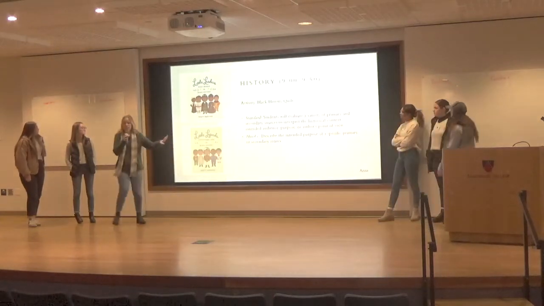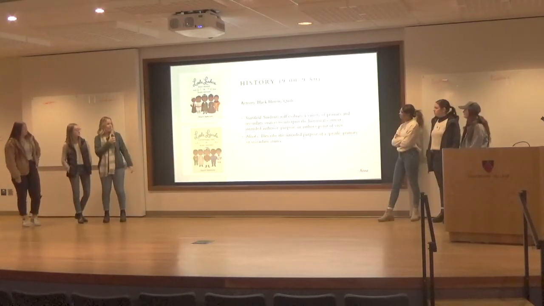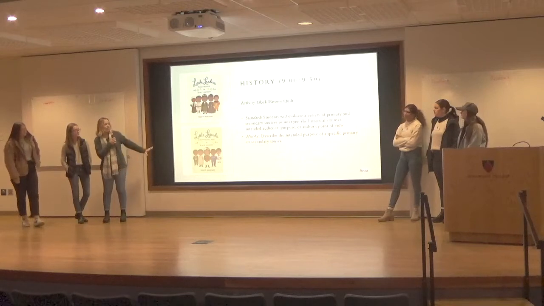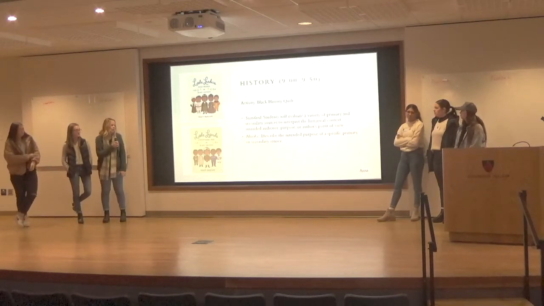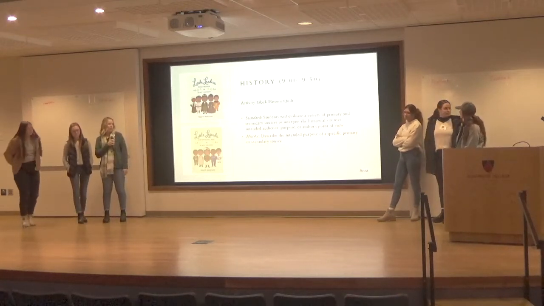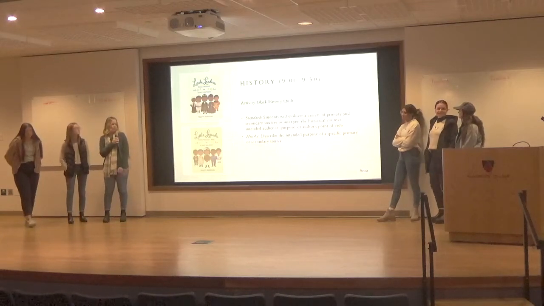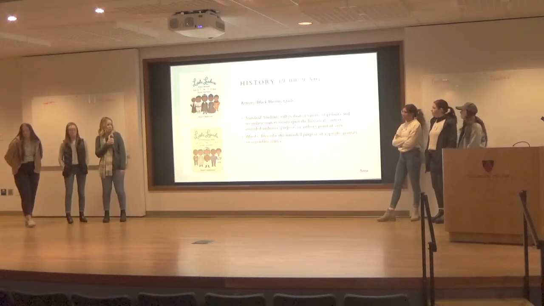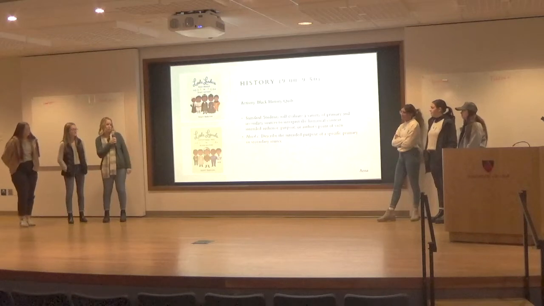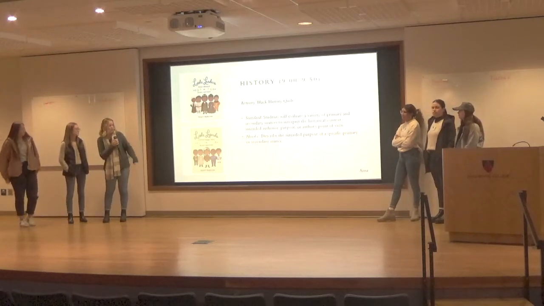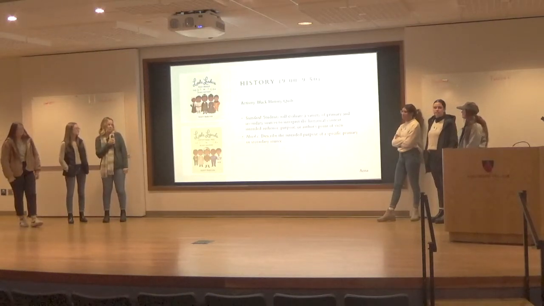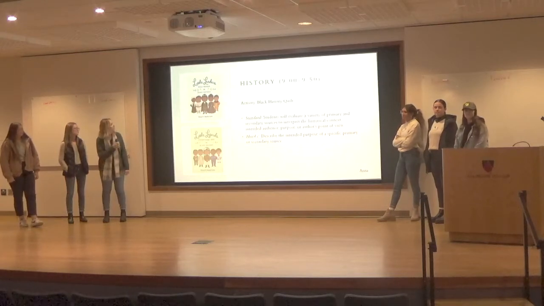Okay, so for history or social studies, that's going to be from 9 to 9:50. We have an activity, the Black History Quilt. The standard is that students will evaluate a variety of primary and secondary sources to interpret the historical context, intended audience, purpose, or author's point of view, and describe the intended purpose of a specific primary or secondary source.